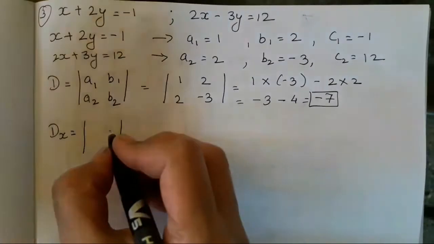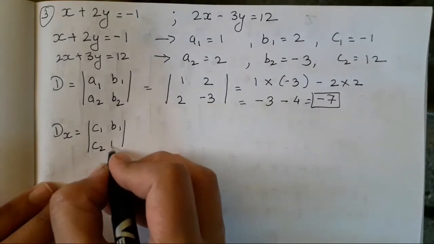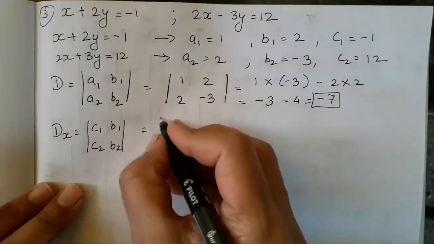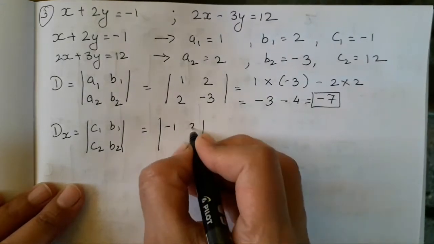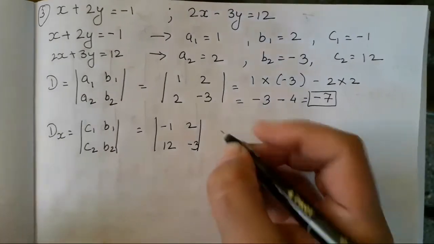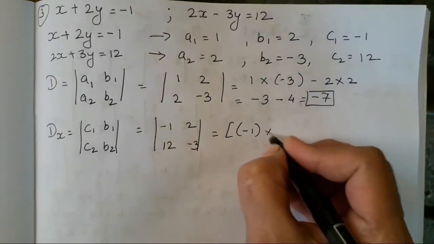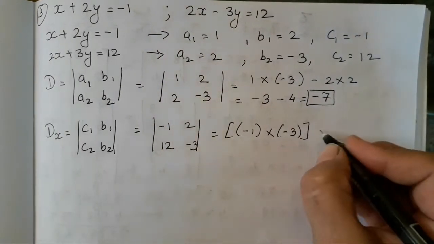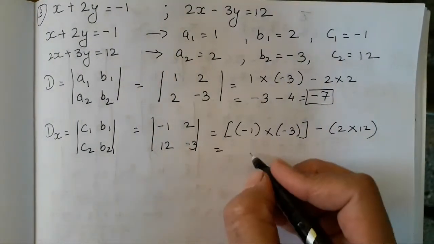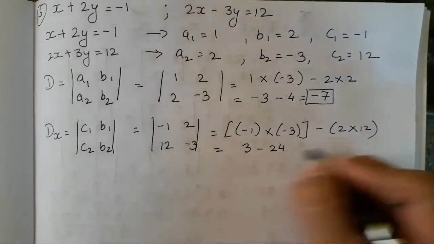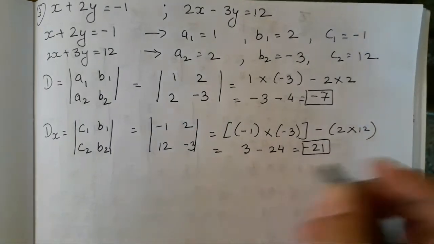After this, Dx. So for Dx, c1, b1, c2, b2. So the value is going to be minus 1, 2, 12, minus 3. Okay, so over here we will take a bracket because many minus signs are there. In order to avoid any confusion, let's take bracket. Okay, so this is going to be 3 minus 24. Okay, so it's going to be minus 21. So Dx also we have got.